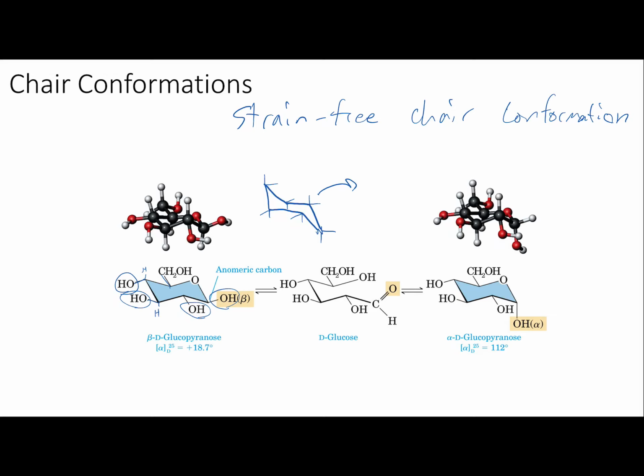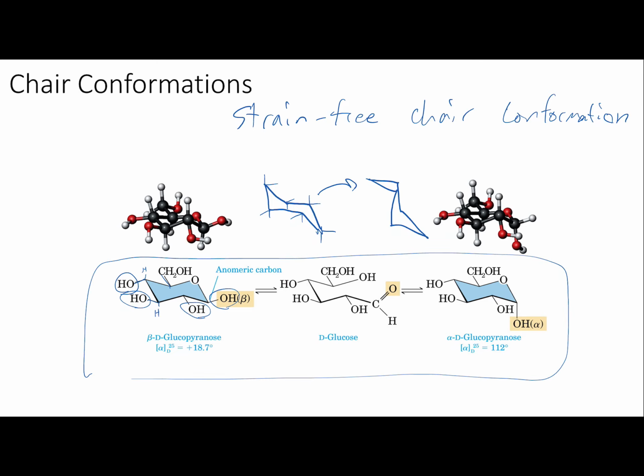This thing can actually flip. I don't think I can draw it. Yeah, I can't draw it. But when they flip, they all switch positions, and rings can do that. Six-membered rings can do this. But anyways, I'm just showing you how we represent more accurately these sugar molecules, okay? All right.